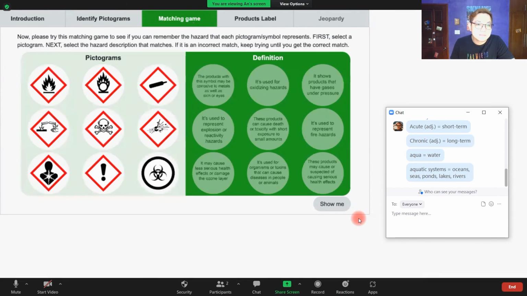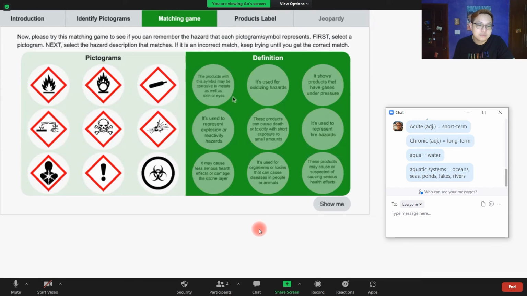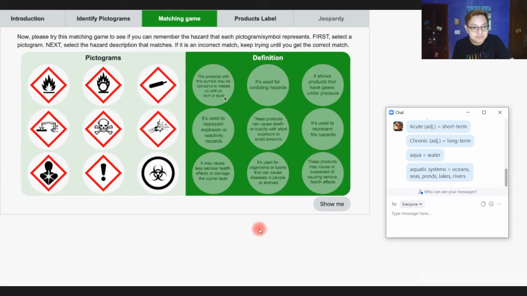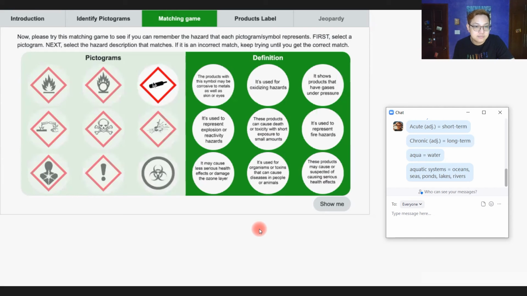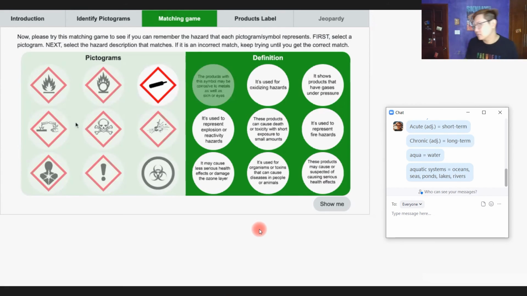It's like a matching game. Oh, pictogram. Pictogram. Product with this symbol may be corrosive to metal as well as dry. No, it's not. Be careful. Just read carefully first, okay? Read carefully, and then you can match.